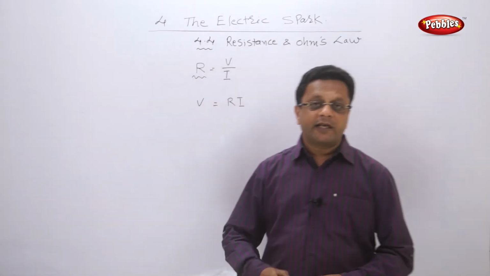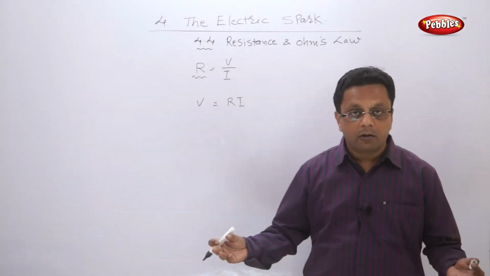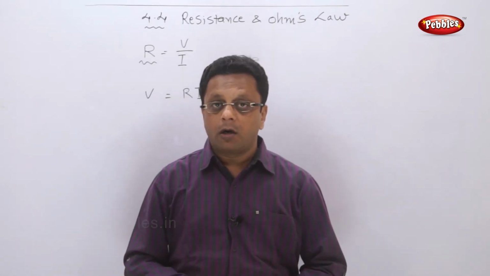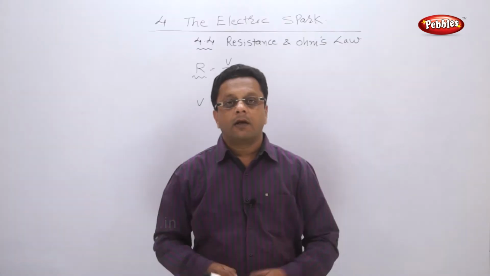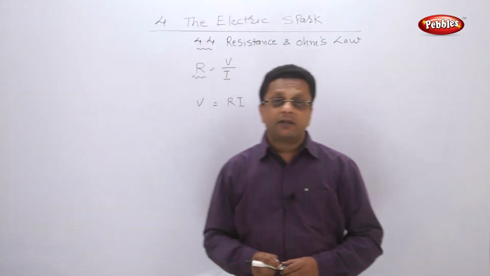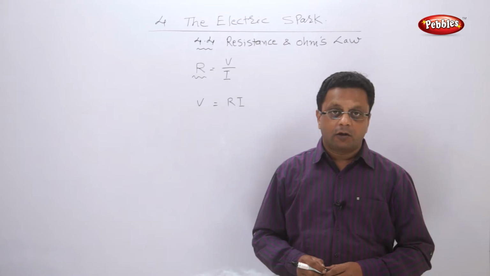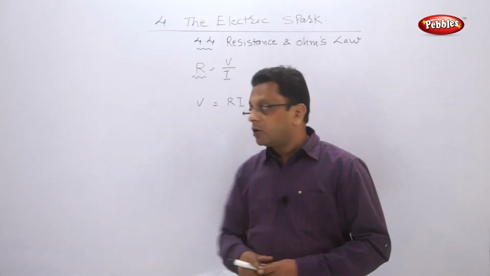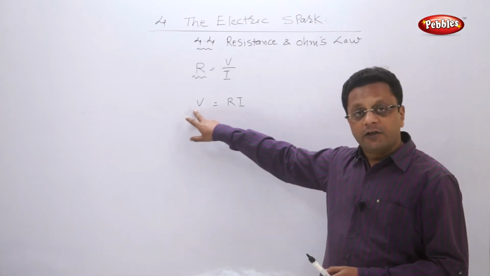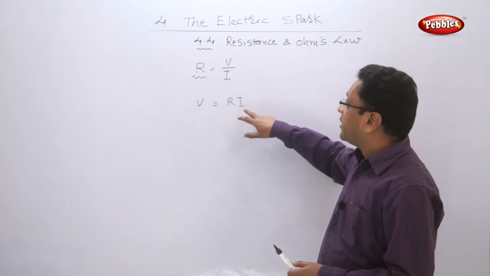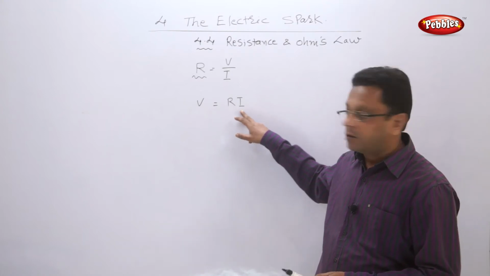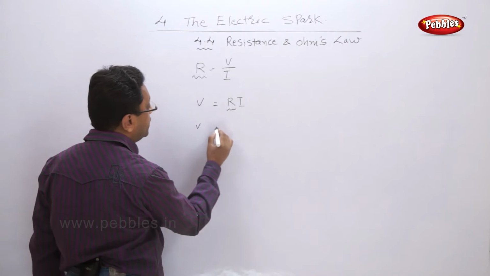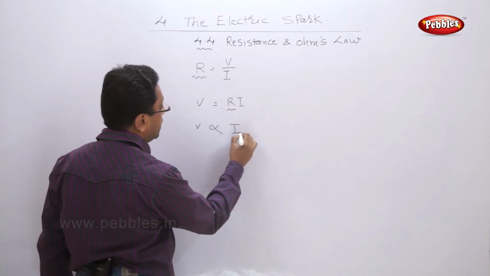So your Ohm's law states that, now by the way, what is Ohm's law? George Ohm was a German scientist who stated a law which we call Ohm's law, by which we calculate the resistance in any electrical circuit or the resistance of any substance. So Ohm's law states that the potential difference is directly proportional to current. Since R is constant, we can say that V is directly proportional to I.